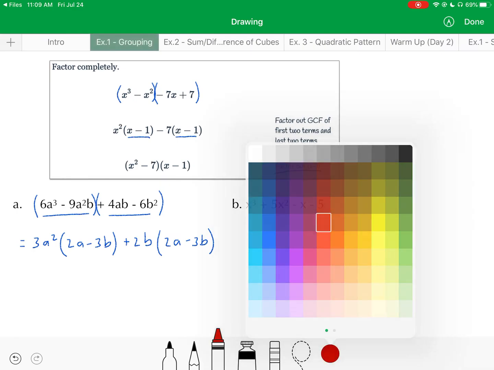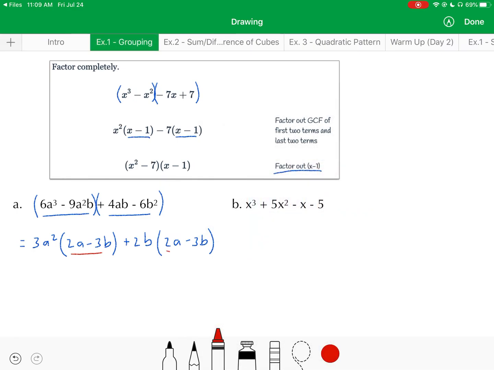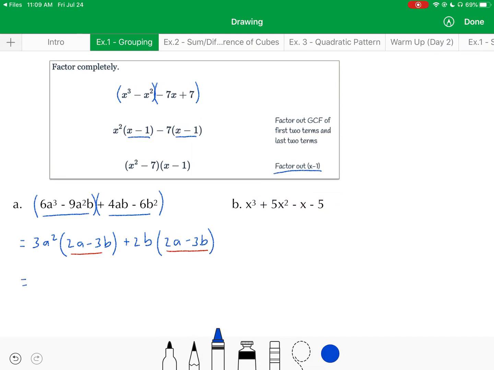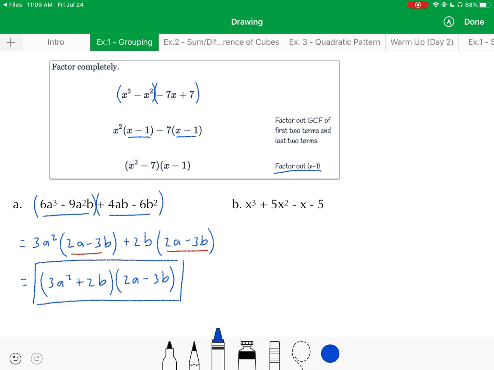Now, once again, it is not a coincidence that these are the same, okay? I need those to be the same so that I can now write as follows. I'll have one factor of 3a squared plus 2b, and then I will have a second factor of 2a minus 3b, okay? So there's the complete factorization for that original polynomial that had 4 terms to it, all right?